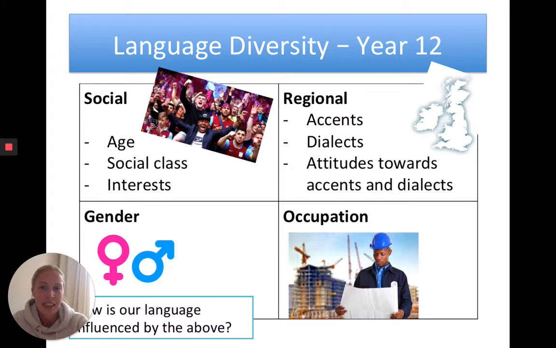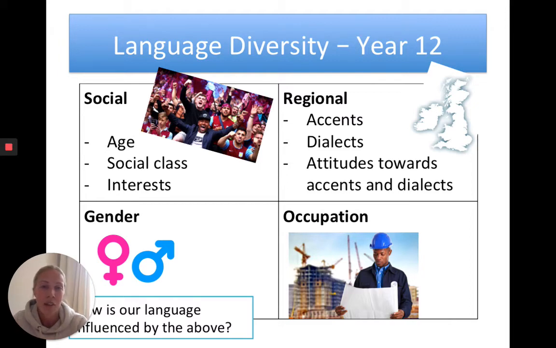We consider things like a person's age and whether that has any impact on their language, a person's social class, their interests. For example, you can see some football fans there. Why is it that their language changes so dramatically from when they go to a football match to when they're in a professional setting to when they're maybe with their family? And so these are lots of really exciting questions which we think about.